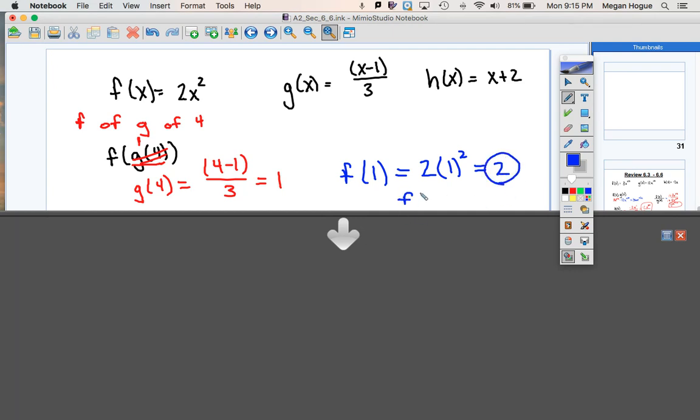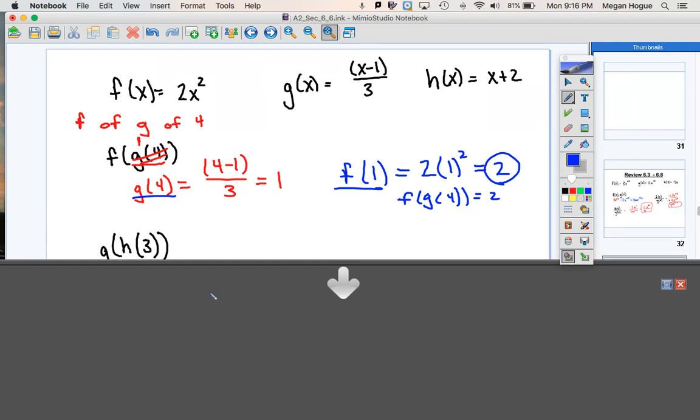If you wanted to rewrite it and say f of g of 4 equals 2, you can. I don't need to see that line, but I do need to see you labeling these parts and then what each of those is equal to. That's your work you're showing me. All right, let's try another one.